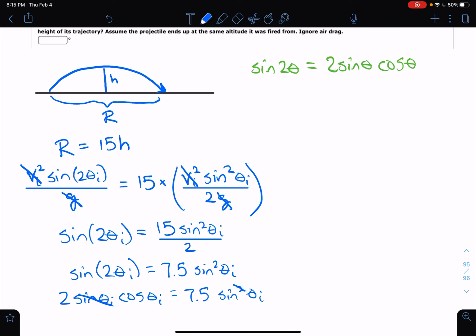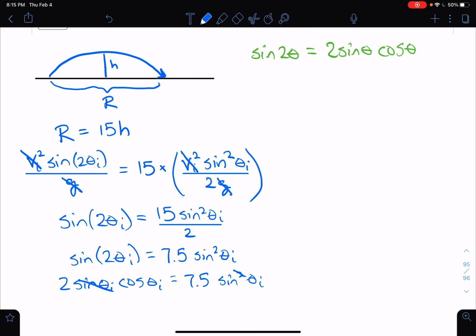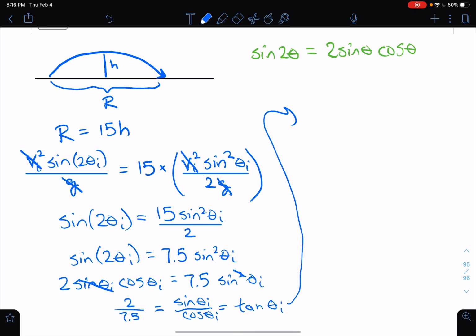And then what I can do is I can go 2 divided by 7.5, and I can do the sine of theta initial divided by the cosine of theta initial, which is just equal to the tangent of theta initial. And so hopefully you can see what the last step is. The last step at this point is just going to be to take the arctangent to get theta initial.